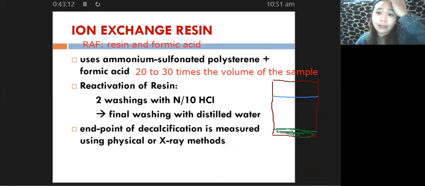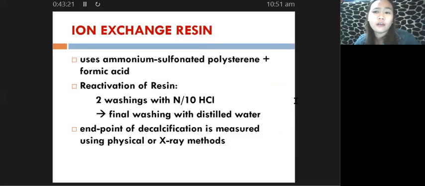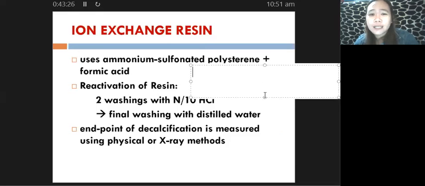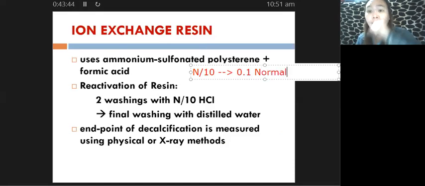Sometimes it's very difficult to understand what Gregorios is really trying to say. Based on our knowledge in analytical chemistry, N over 10 is actually equal to 1 over 10, so that's about 0.1 normal. It's easier to understand if Gregorios just mentioned 0.1 normal instead of N over 10.